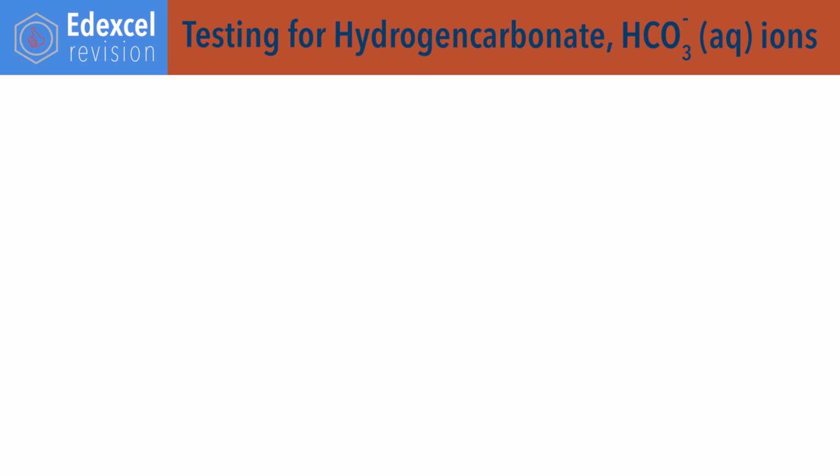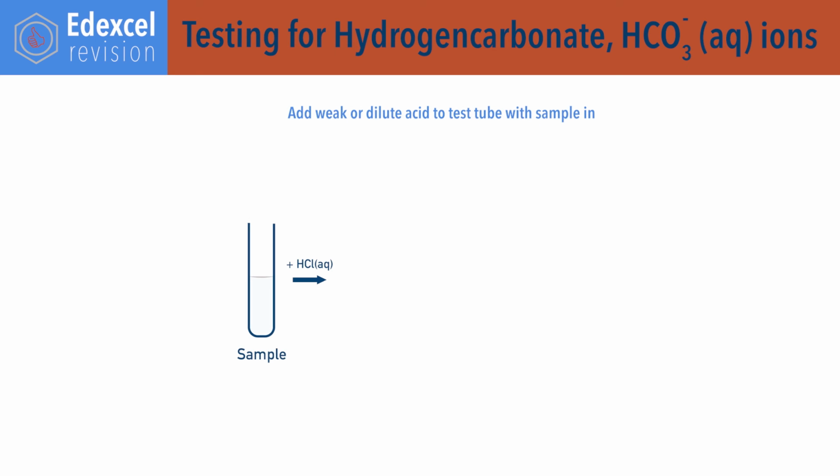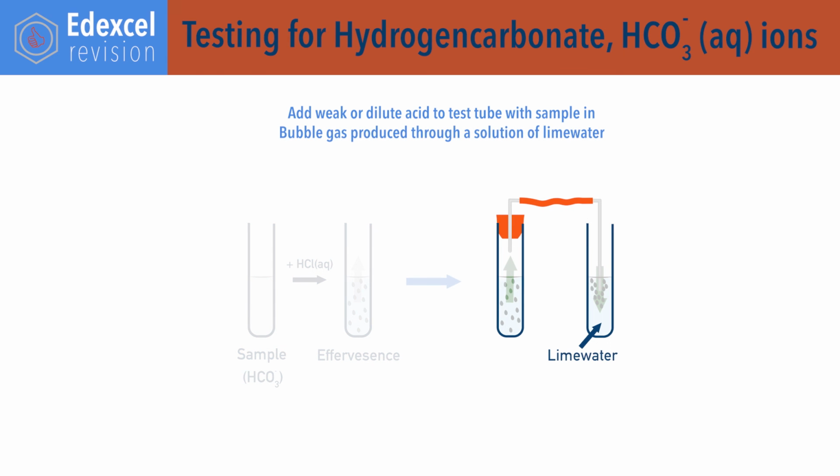Hydrogencarbonate HCO3- ions in solution can be identified in the same way as carbonate ions. A dilute or weak acid is added to the sample solution in a test tube. Dilute hydrochloric acid is often used. If the solution contains hydrogencarbonate ions, gas will be produced and effervescence observed. The gas produced will be carbon dioxide, which, as for carbonate ions, can be positively identified using lime water, which will change from colorless to cloudy as the gas is bubbled through it.